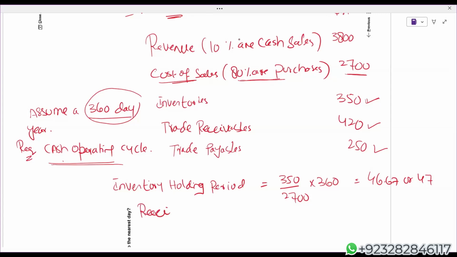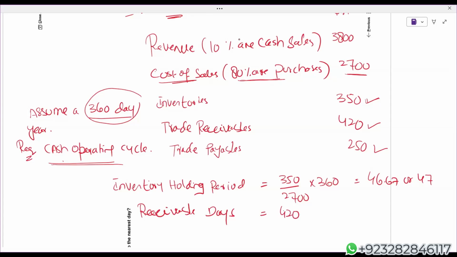Receivable days. Simply, receivable days, it shows your collection period. How do we calculate receivable days, debtor days? Simply trade receivable divided by credit sales into 360. Why are we taking 360 days here? Because it is mentioned in the question. Otherwise, we go for 365.